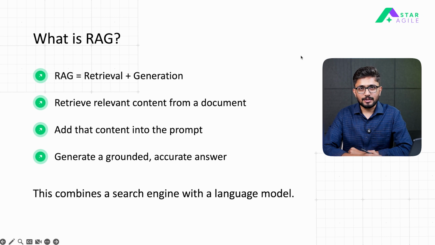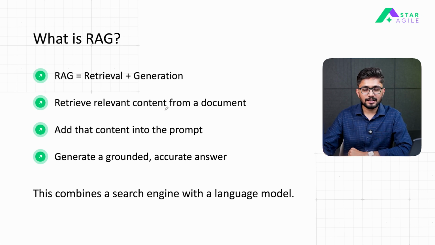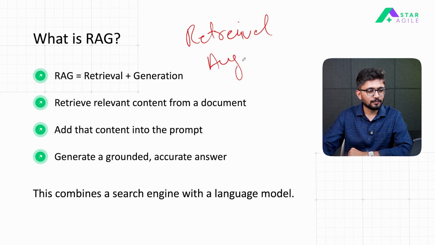Hi everyone, in this session we are going to discuss the concept of RAG, which is retrieval augmented generation, and how you can use RAG to develop document aware chatbots using Langchain and FAISS vector stores. So let's get started. So we'll first discuss the concept of RAG itself. RAG stands for retrieval augmented generation.